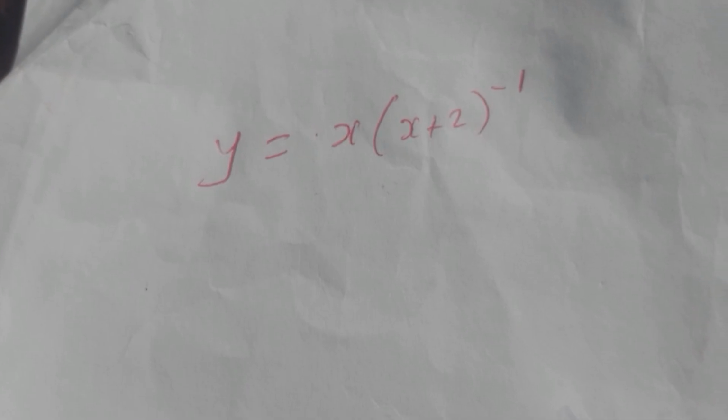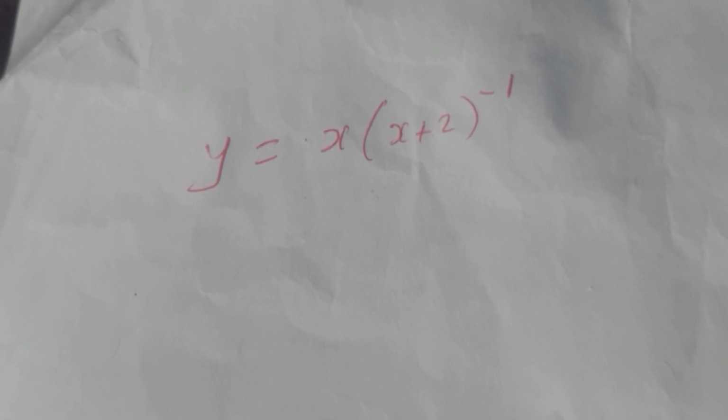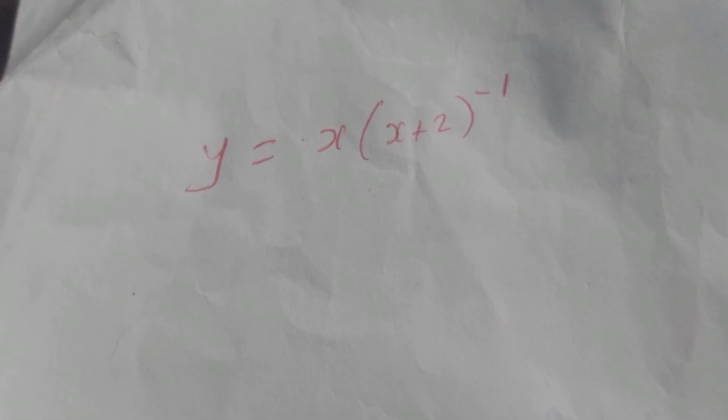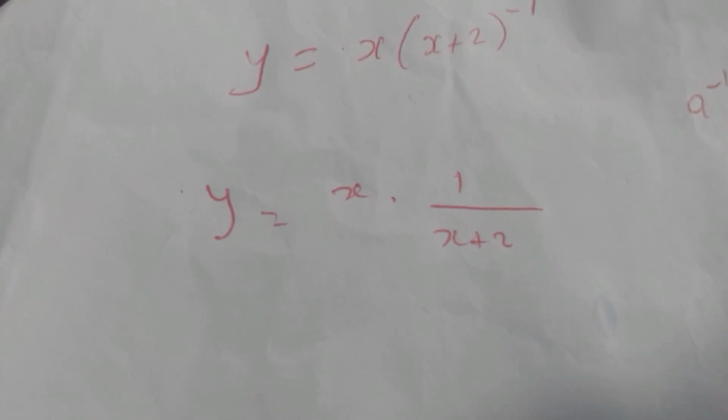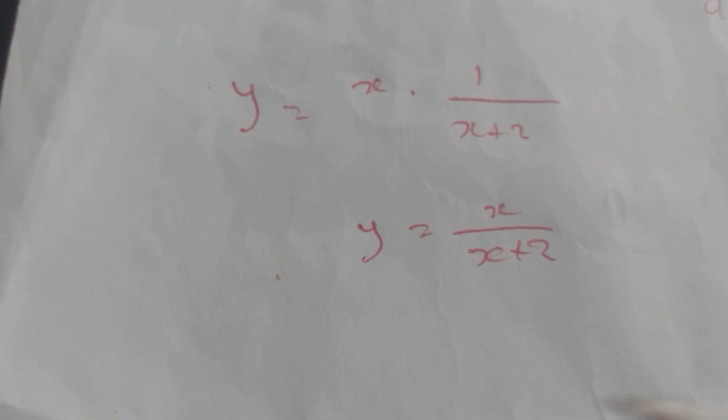Alright, what if you are given a function like this? Are you going to use the product rule, or you are going to use the quotient rule? You should use the quotient rule, because if you are to use the product rule, this negative exponent here is going to cause a lot of trouble along the way. So from indices, we know that anything raised to the power of minus 1 is 1 over a. So by the same token, we can say that y is equal to x multiplied by 1 all over x plus 2. So this gives us y is equal to x all over x plus 2. So now we can use the quotient rule.